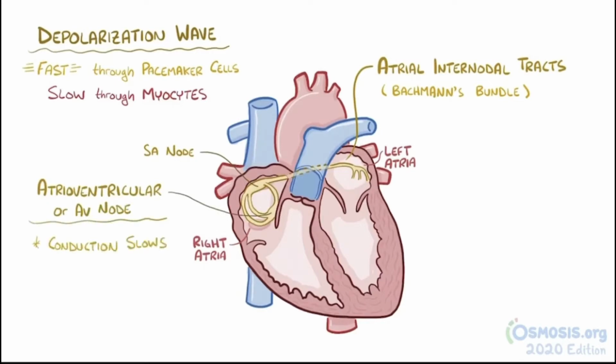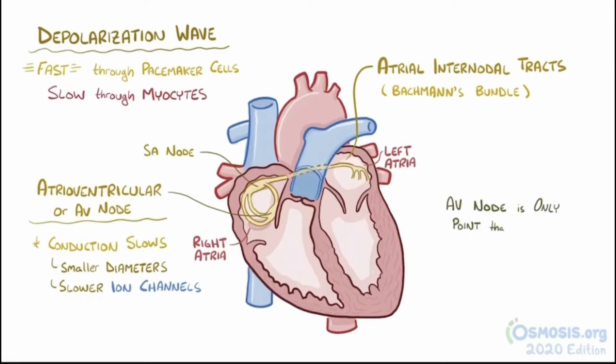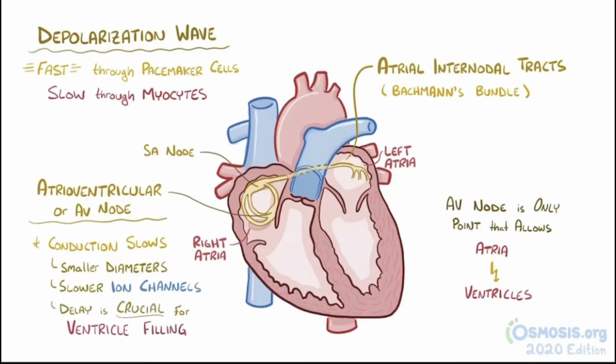Conduction velocity slows way down at the AV node, and this happens for two reasons. First, the AV nodal cells have very small diameters, which increases resistance to electrical flow. And second, the AV nodal cells use the relatively slower opening calcium ion channels rather than the faster opening sodium ion channels. The AV node is the only point where an electrical signal can go from the atria to the ventricles. And since the depolarization wave causes muscle contraction, this slight conduction delay is crucial in allowing the ventricles to have plenty of time to fill with blood before they contract.